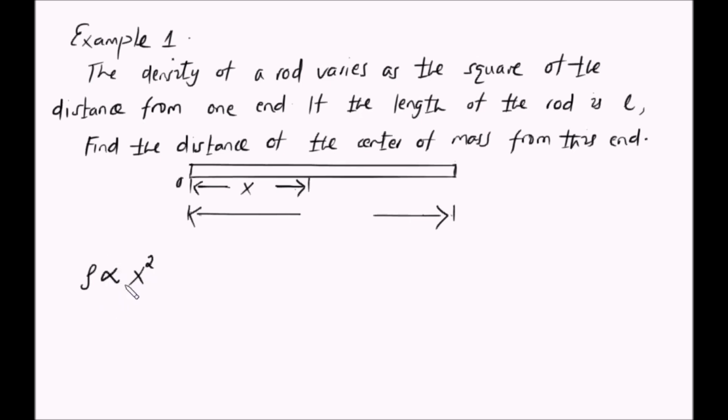Alright? Kwa hiyo hii manake nini? Hii ukiondoa constant proportionality kama tulivyosoma form 3 kwenye topic ya rates and variation, density itakuwa sasa na kx squared. So the density is not uniform, it varies as the square of the distance from one end. So if the length of the rod is L, maana kuanzia hapa mpaka mwisho ni L. Find the center of mass from this end. So we need to find the center of mass.